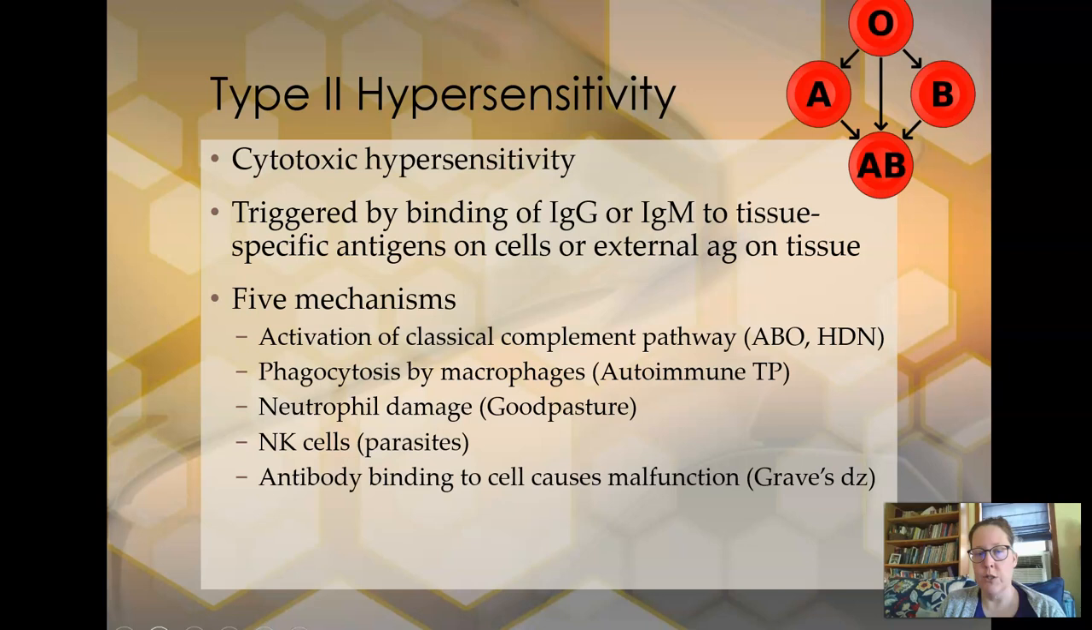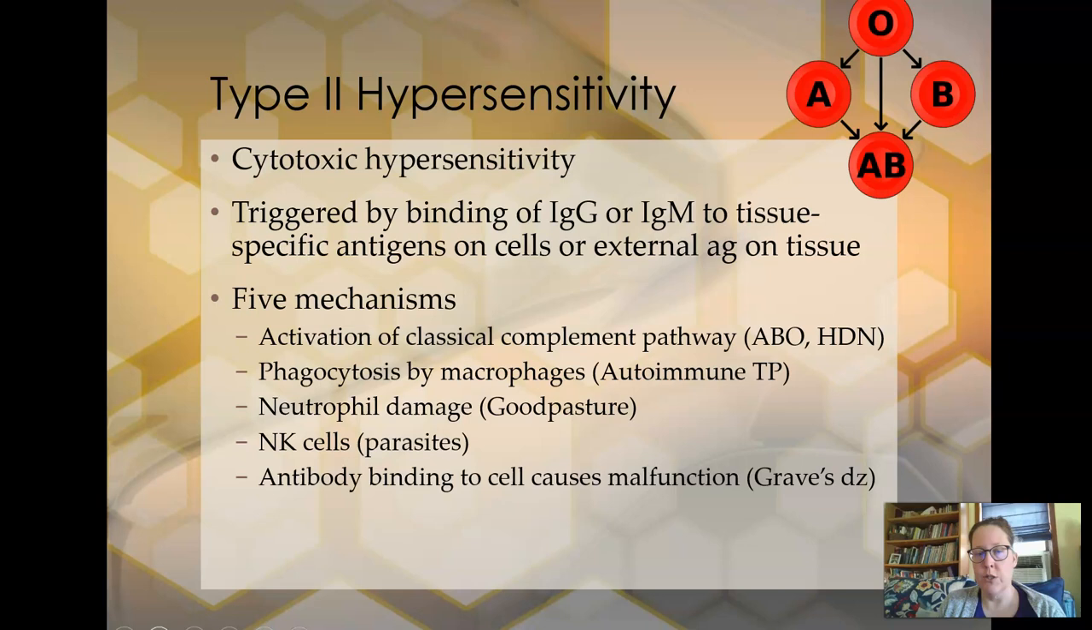There are, however, 5 different mechanisms for type 2 hypersensitivities. So you have activation of the classical complement pathway. So those are your ABO and hemolytic disease of the newborn, which is Rh incompatibility. You have phagocytosis by macrophages. So this is seen in autoimmune thrombocytopenic purpura, where the macrophages eat up the platelets.